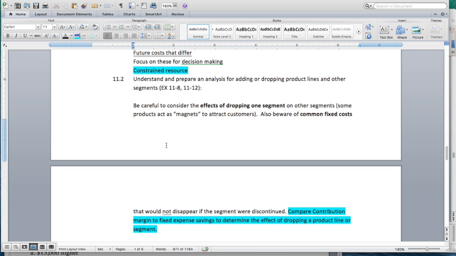11.2 talks about dropping a segment. This can be pretty confusing sometimes, but a shortcut that I like to do is just to compare the contribution margin to the fixed expense savings to determine the effect of dropping a product line or a segment.